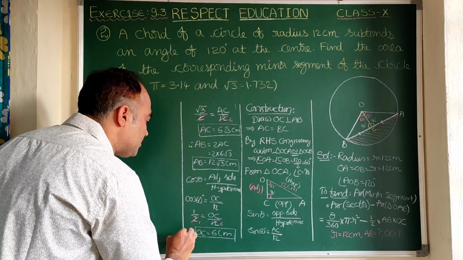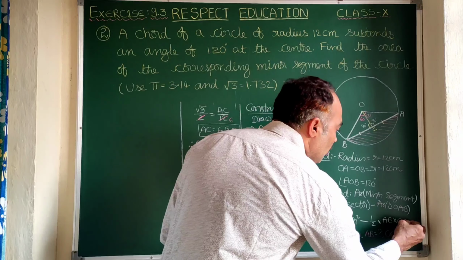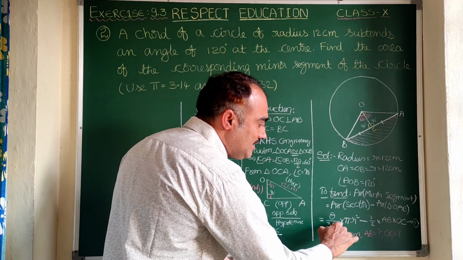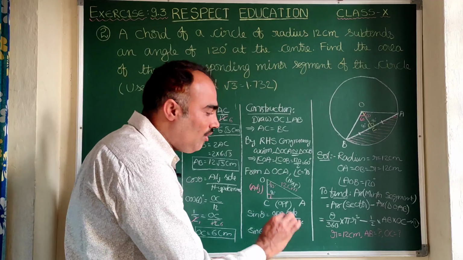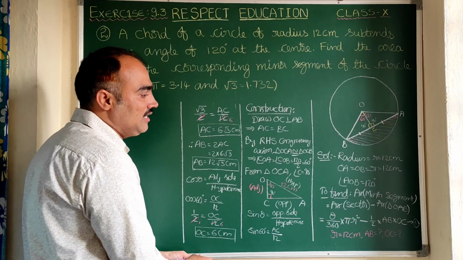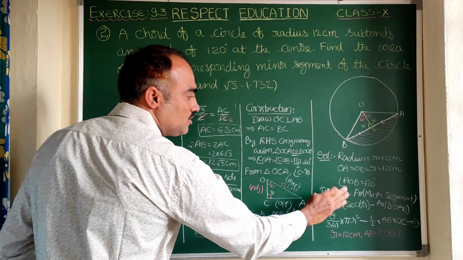Now, almost all we came to the conclusion. Let us go back to equation number 1. That is what we are going to find now: area of the minor segment equals area of the sector minus area of the triangle. Here all the values are ready. R is equal to 12, AB is equal to 12 root 3, and OC is equal to 6 centimeter. Everything is ready, so let us enter the last step.